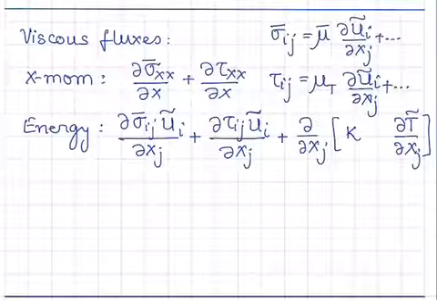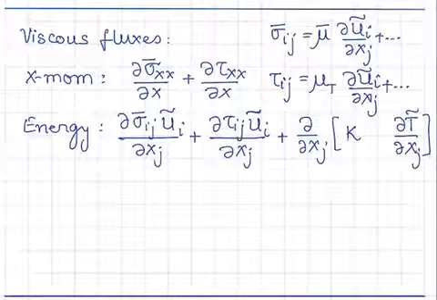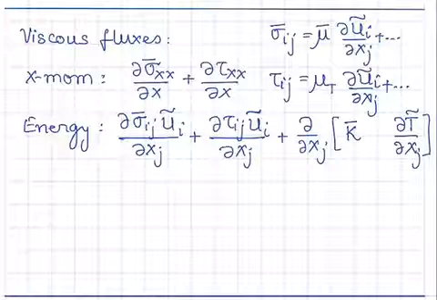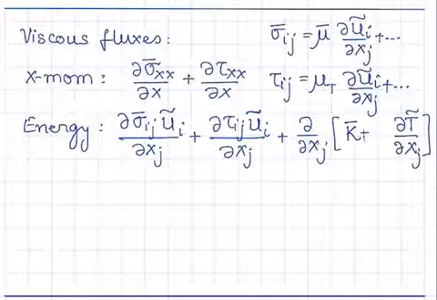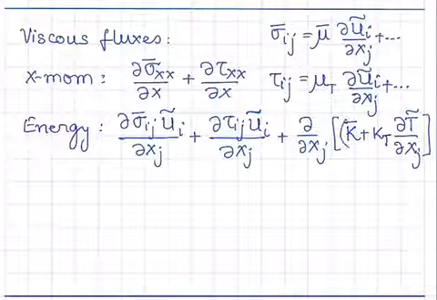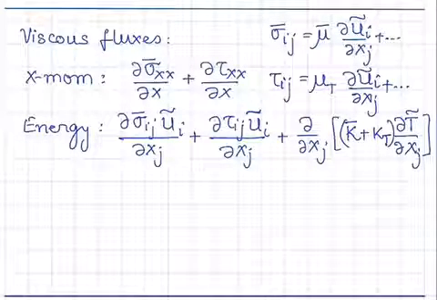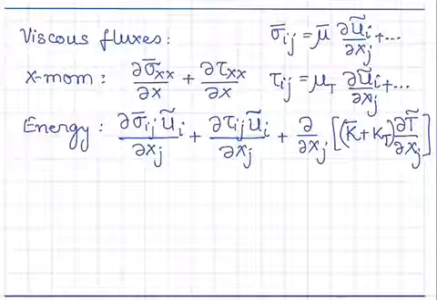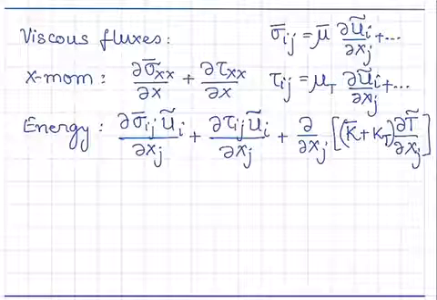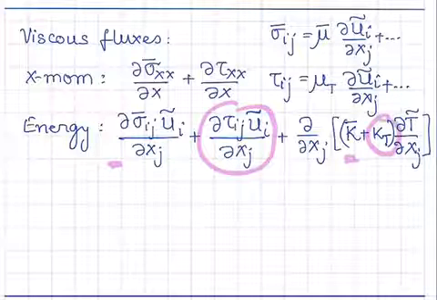K is the conductivity of the fluid. There are ways to compute it using Prandtl number and viscosity. Viscosity is mu bar, K is kappa bar. Now we have to add the turbulent heat transfer, the turbulent conductivity K_T, and the whole thing is multiplied by the temperature gradient. So now for each term from the original Navier-Stokes equation, we have an additional term.